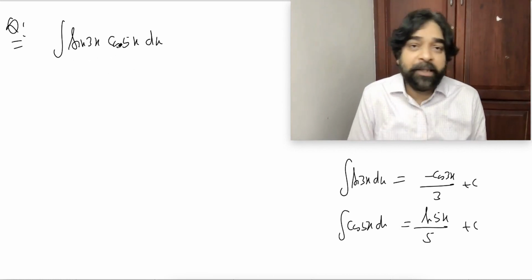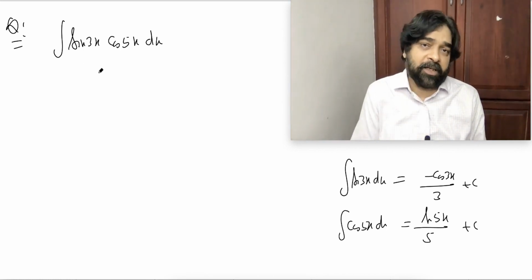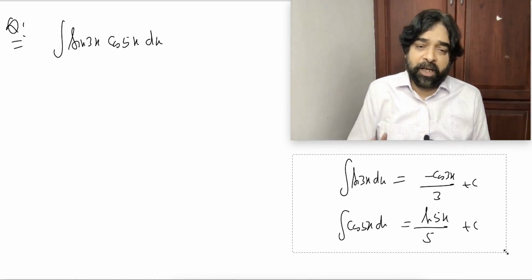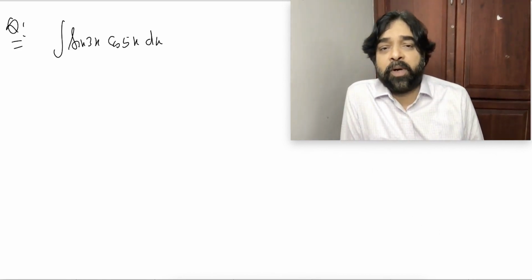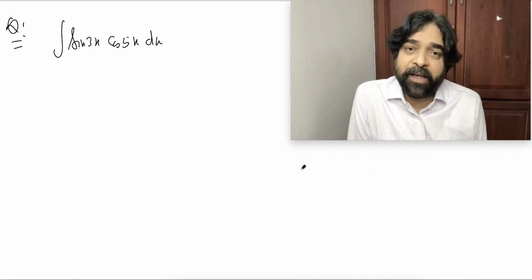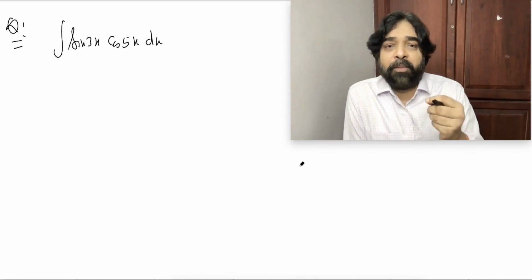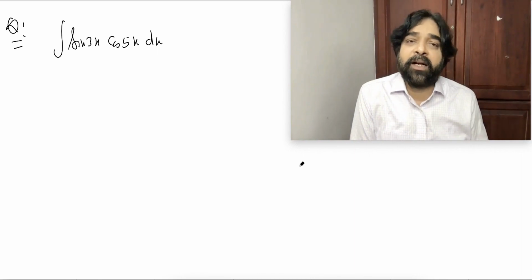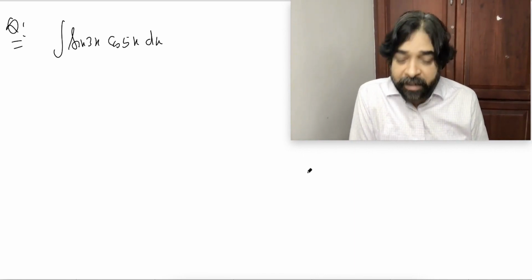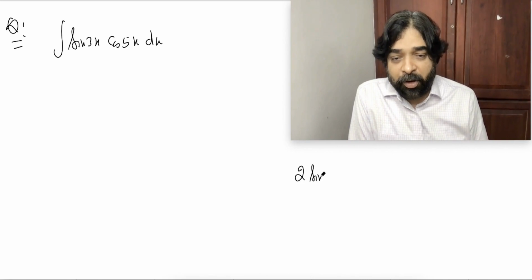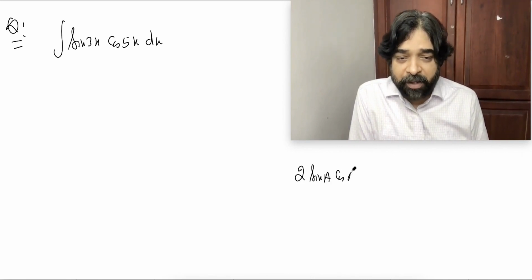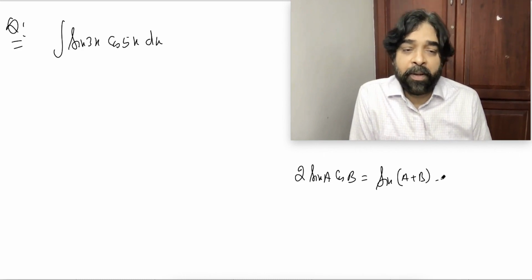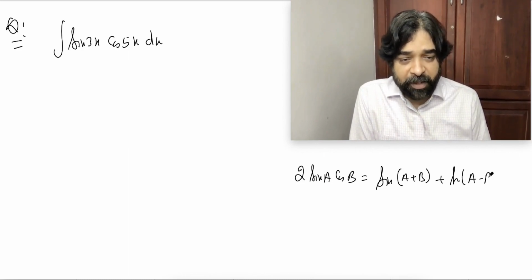Until we convert it into a single function, I cannot solve this integration. We need to convert it into a single function. Do we know any formula in trigonometry which can convert the product of sine and cos into a single function? Yes, I know. I don't know about you. 2 sine a cos b is equal to sine a plus b plus sine a minus b. Yes or no?